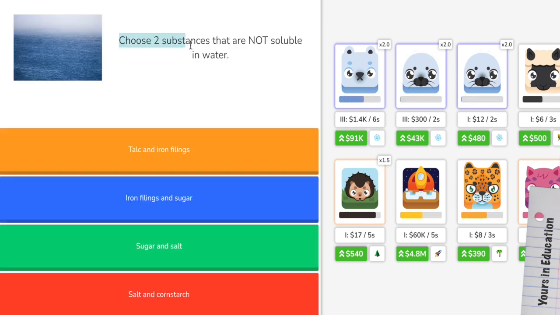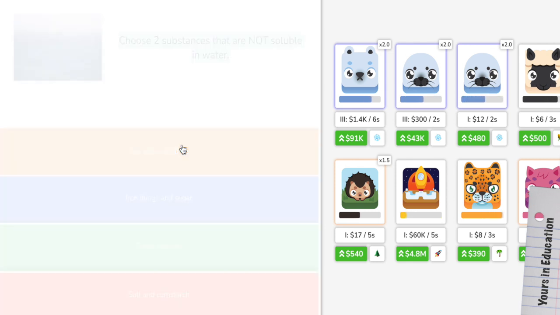Choose two substances that are not soluble in water. Talc, no. Iron filings, they're not soluble in water. So I'm thinking it is this. Sugar is soluble. Sugar and salt are soluble. Salt is soluble, so it's this one.